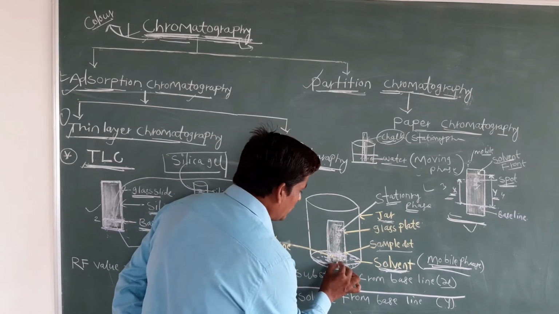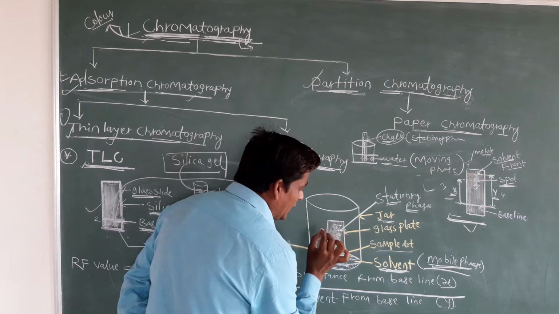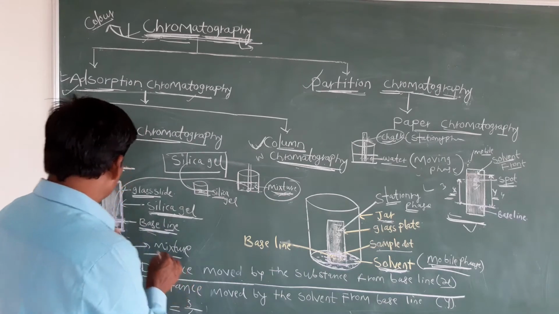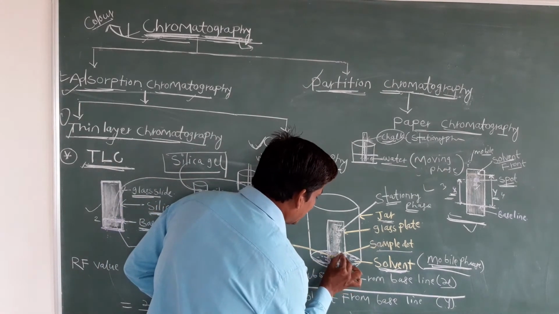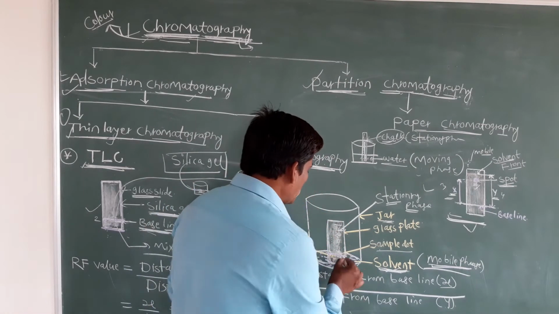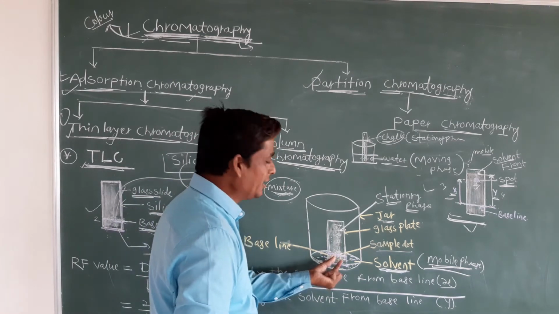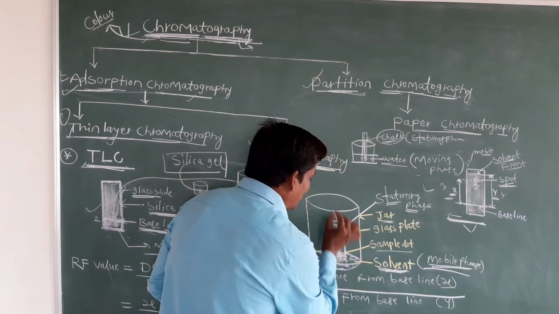When the water runs over the surface of this glass slide, at the same time, whatever mixture we spotted at the center, that sample dot, also runs over the surface of the glass slide. Yes or no? Obviously, because we put 2 to 3 drops of this mixture at the center of the slide, so that also runs with the help of the solvent at the same time.